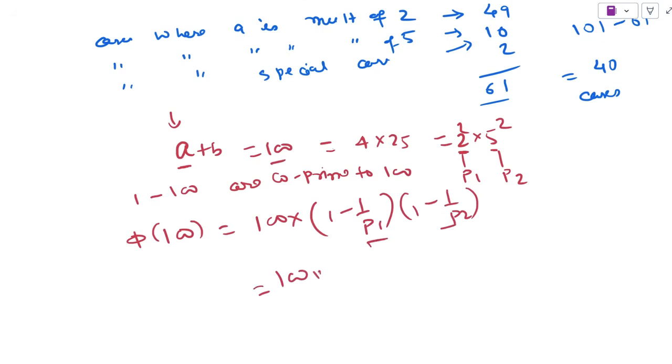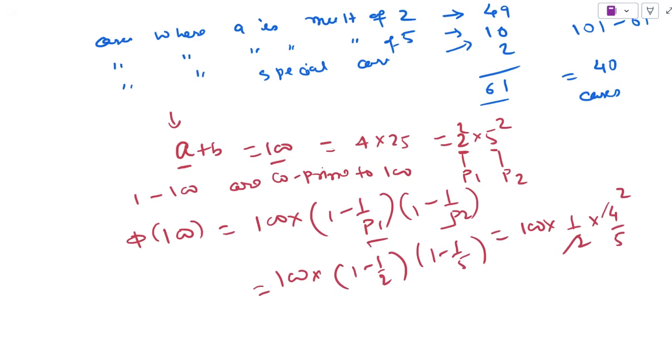So 100 into, we have used two prime numbers here, 2 and 5. So 1 minus half, 1 minus 1 by 5. So 100 into half and 4 by 5. So this will be 2 and this will be 20. So 40 such cases are possible.